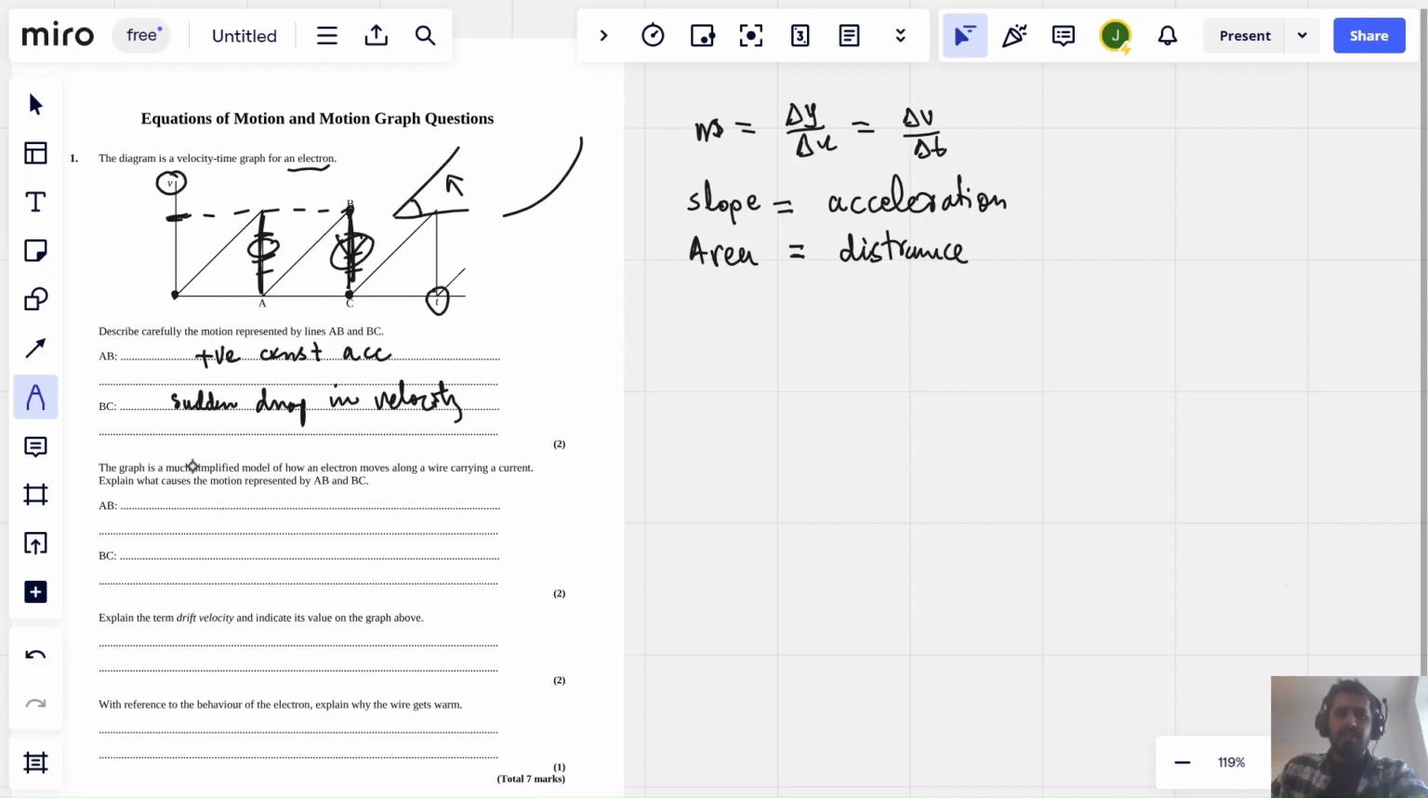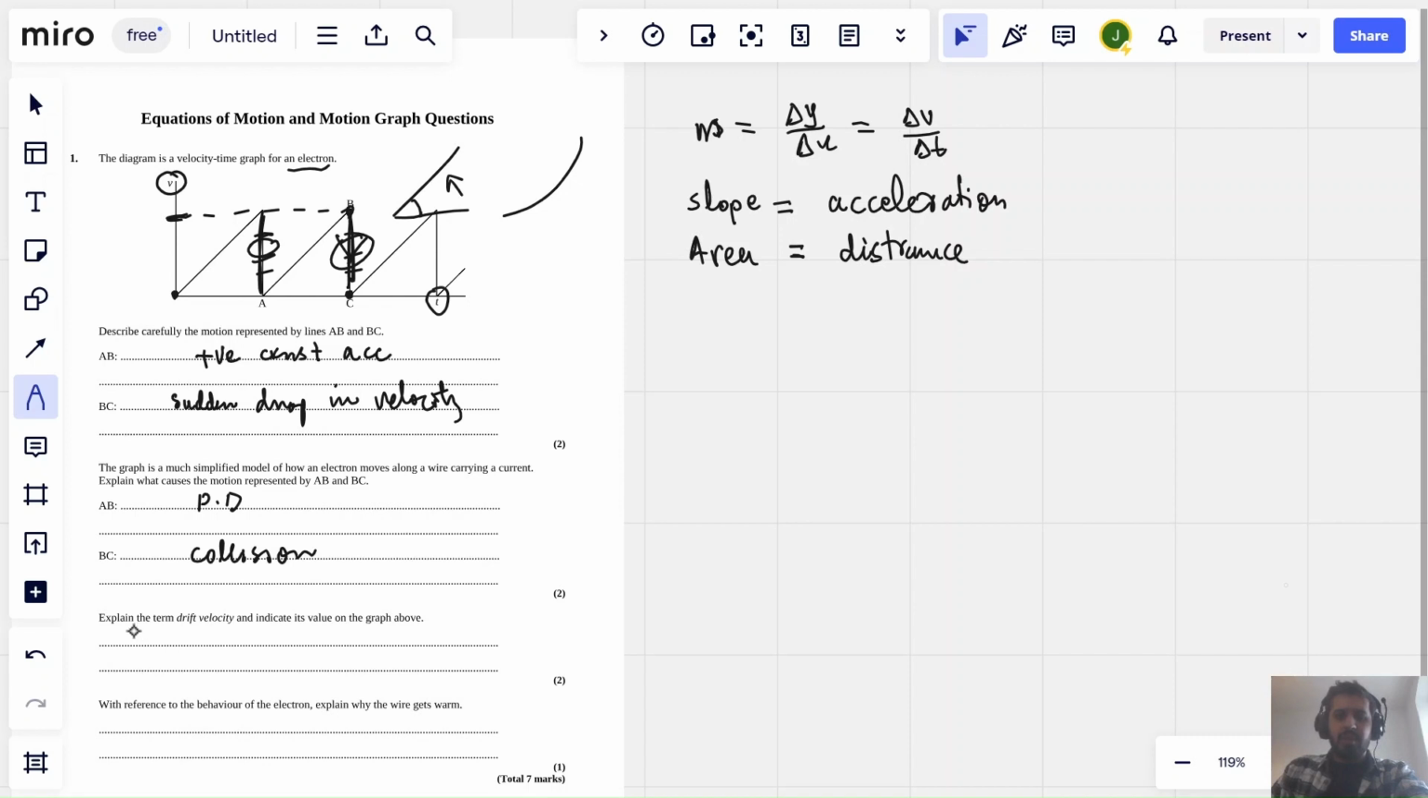The second question is: the graph is a much simplified model of how an electron moves along a wire carrying current. Explain what causes the motion represented by AB and BC. For AB, of course, the electron's velocity is increasing, it's accelerating. So this must be because of the applied voltage. So you can say that the motion from A to B, in which the electron accelerates, is because of the applied potential difference, and from B to C is because of a collision.